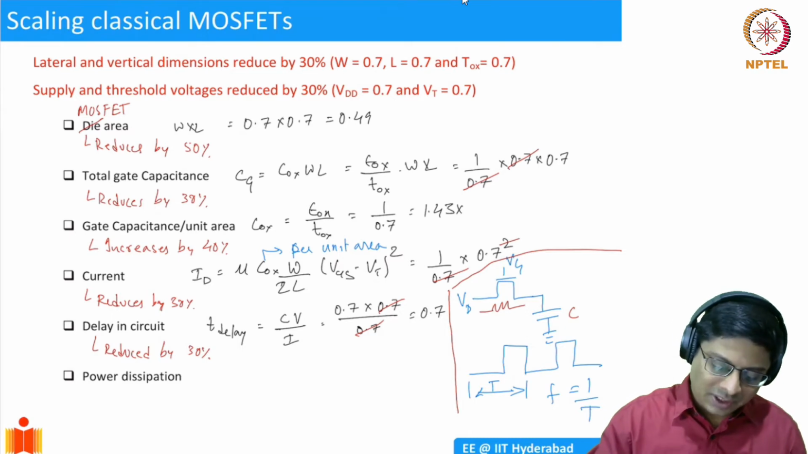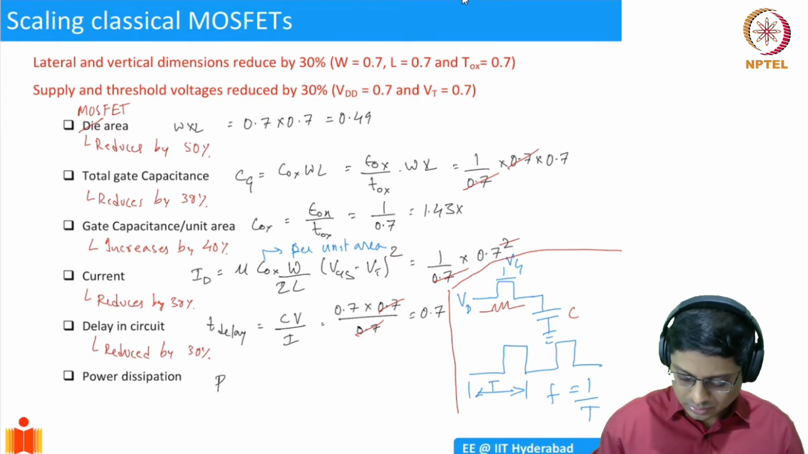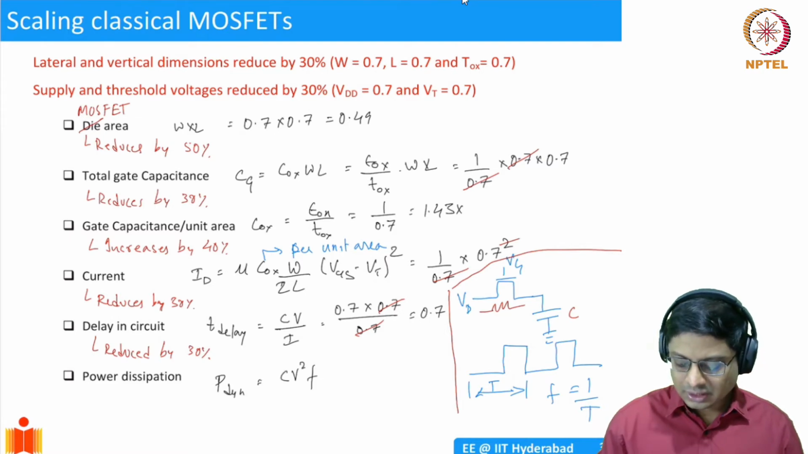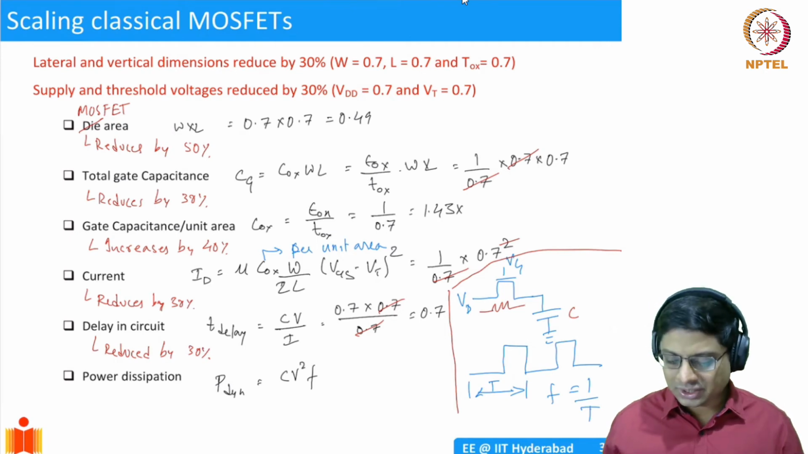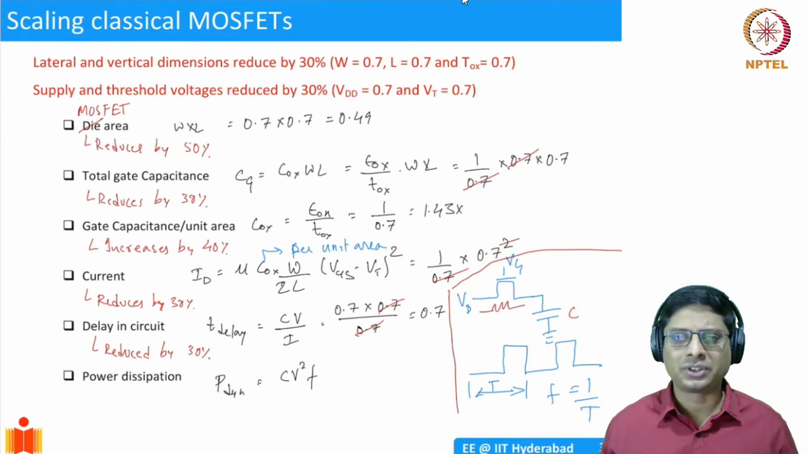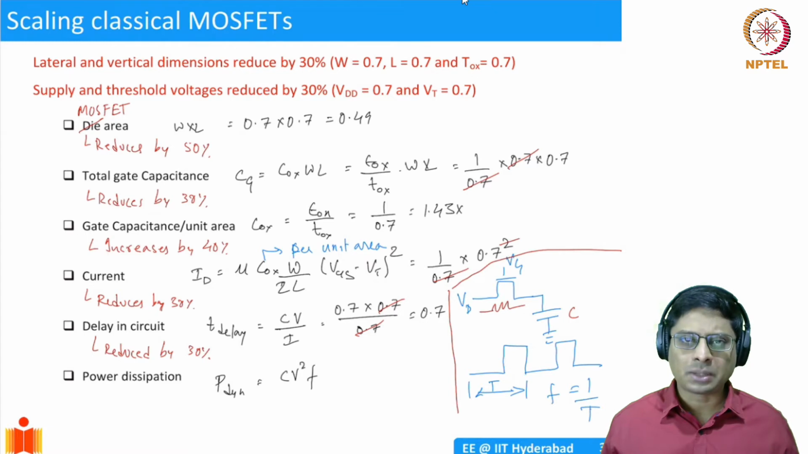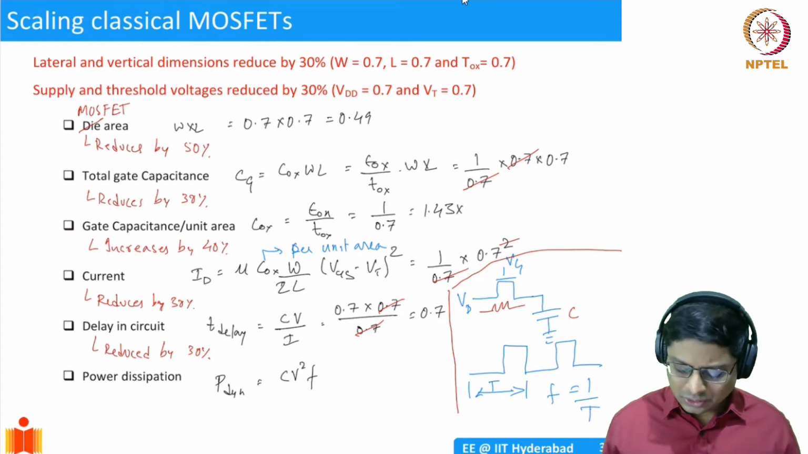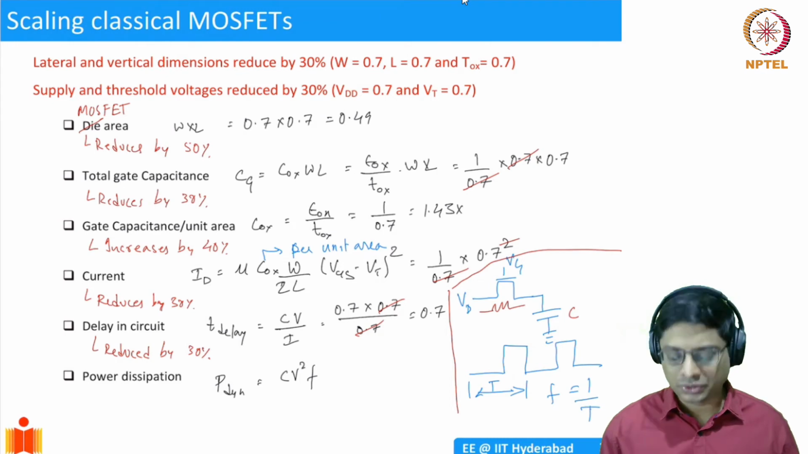So the dynamic power dissipation of a MOSFET, the dynamic, is going to be CV square into frequency. Well, if you study any digital circuits course, you will actually go into greater detail of what is dynamic power dissipation, static power dissipation, and so on. But for now, I just want you to accept that if you have C as a capacitance and V as a supply voltage, the total amount of power dissipated when you are switching 0 to 1 and 1 to 0 is going to be CV square F, where F is the frequency.